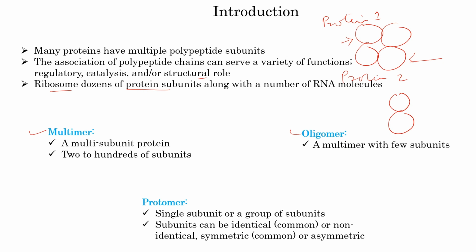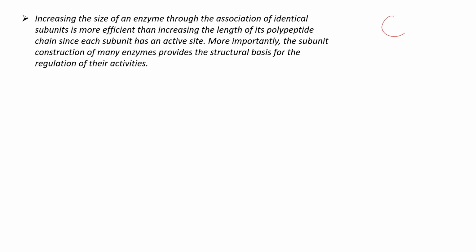Now these subunits can be identical or non-identical, but the common one is identical. And they can be symmetric or asymmetric, but the common one is symmetric. The subunits can be non-identical also. For example, in hemoglobin, we'll see in the next slides that hemoglobin consists of two different subunits, but they are in symmetry with each other. The protein consists of multiple subunits, and each subunit is a polypeptide. Say for example, a protein consists of 4 polypeptide subunits.